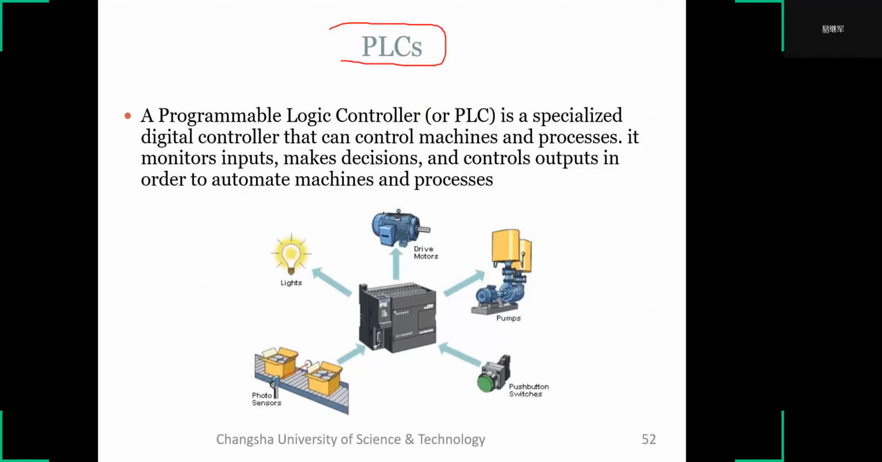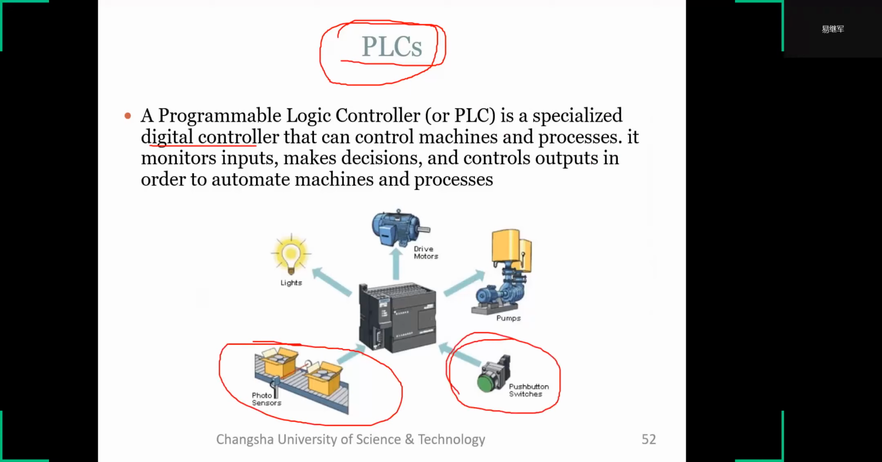PLC is another type of computer. A programmable logic controller is a specialized digital controller that can control machines and processes. It monitors the inputs, makes decisions, and controls outputs in order to automate machines and processes. This is an example of the PLC: we can get the input from the signal and from the button, and give the control signal to the pump.